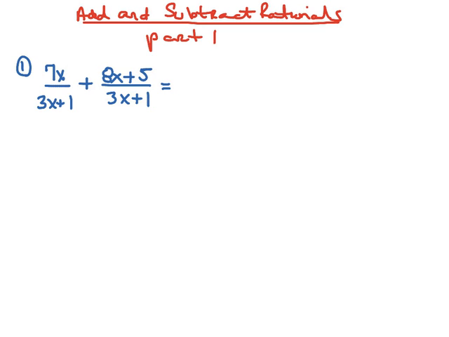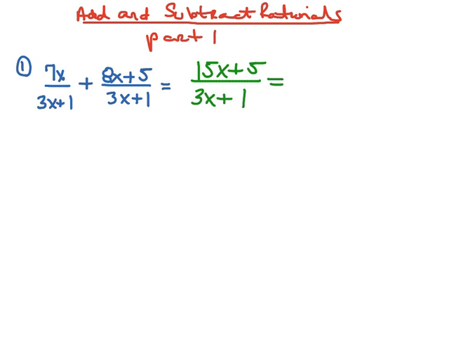So I'm going to start by adding my two numerators. I'm going to add the 7x plus the 8x. If I add 7x plus 8x, I get 15x. Now notice there's nothing to add 5 with, so I'm going to bring that 5 over. And all I'm going to do is keep that same denominator, 3x plus 1. So at this point, I've added my numerators and got 15x plus 5, kept my denominator, 3x plus 1.